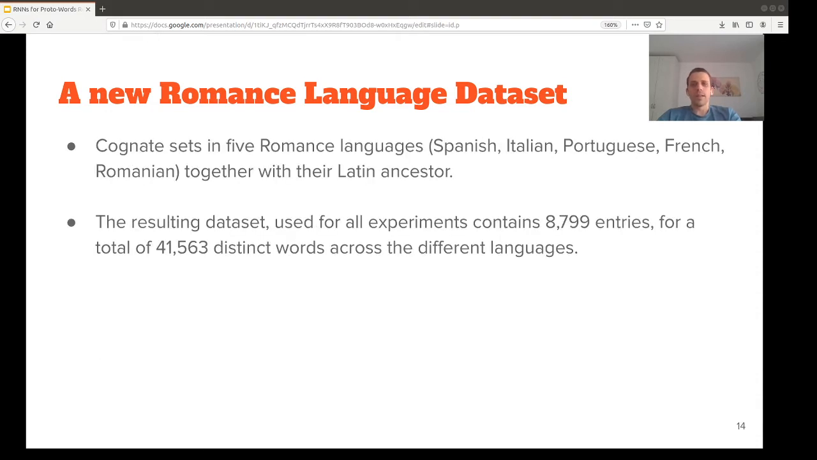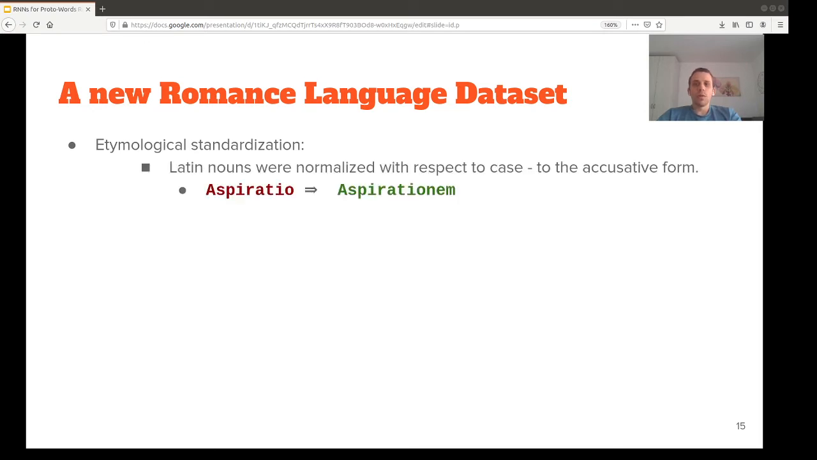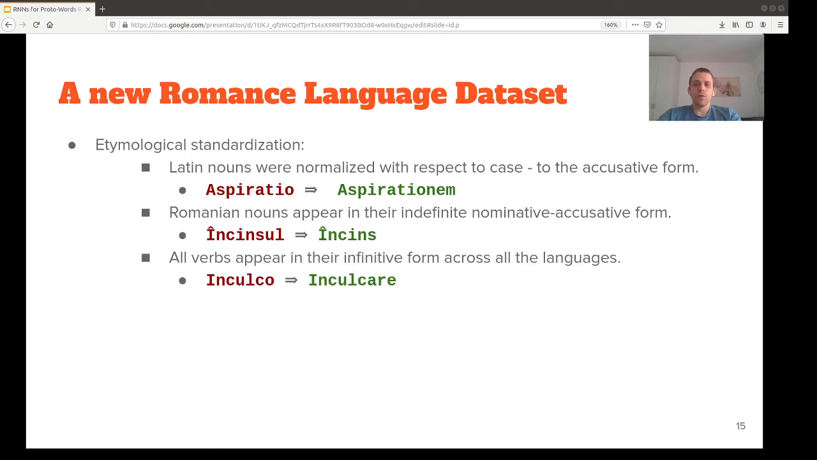We include cognate sets in 5 Romance languages: Spanish, Italian, Portuguese, French, and Romanian, together with their Latin ancestor. This results in a dataset that contains over 8,000 entries and over 40,000 distinct words across the different languages. We will shortly describe some of the main standardization procedures we have employed. We have normalized all Latin nouns to their accusative forms. We have converted all Romanian nouns to their indefinite nominative accusative form, and finally we have converted all verbs in all languages to their indefinite forms.